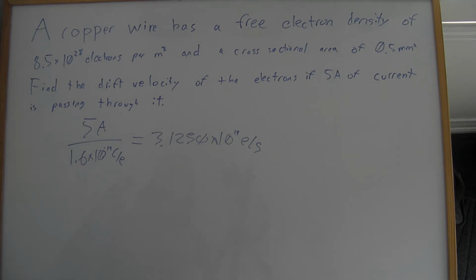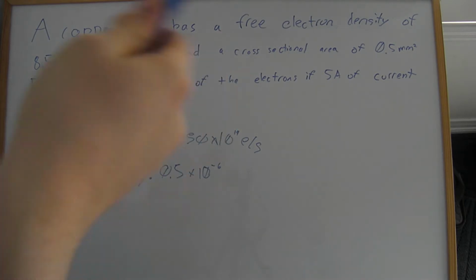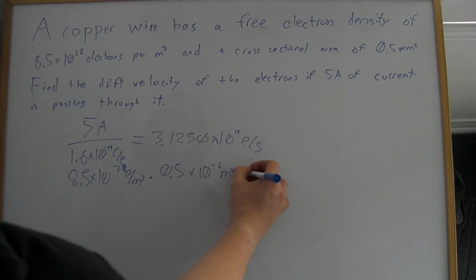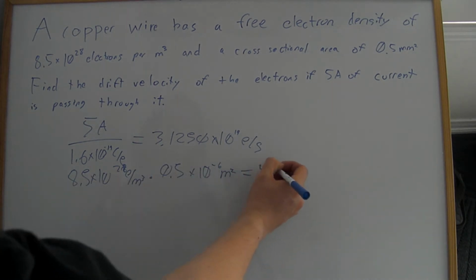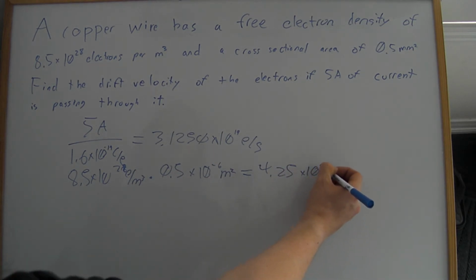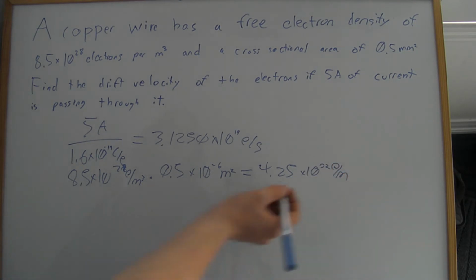And that's a simple enough multiplication. We take our 8.5 times 10 to the 28 electrons per meter cubed and multiply by 0.5, remembering to convert to meters. In this case, we're multiplying by 10 to the negative 6, because there's 10 to the negative 3 meters in a millimeter, and it's squared this time: 10 to the negative 6 meters squared. And if you notice, meters squared on the top and meters cubed on the bottom combine to give negative 1. So in other words, it works out to 4.25 times 10 to the 22, and we have a nice unit of electrons per meter.